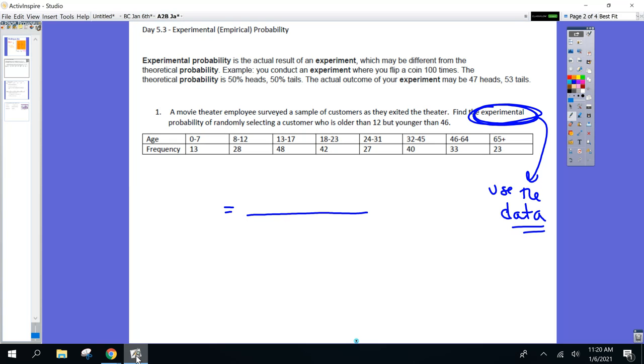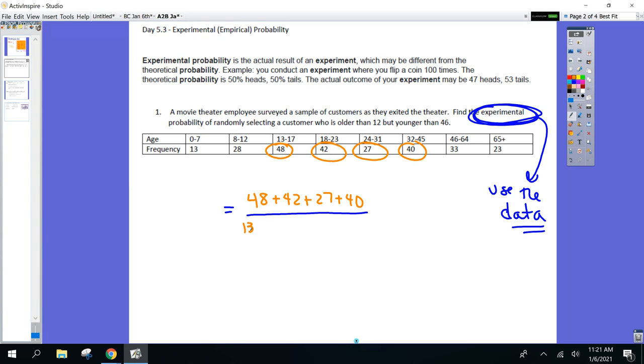Caroline, what numbers should I be adding up according to this chart that are older than 12 but younger than 46? 48. Yep. 42. Yep. 27 and 40. There you go. So the top of my probability fraction is going to be 48 plus 42 plus 27 plus 40. Good. Caroline, what should be my bottom? How am I going to figure out what number goes on the bottom? You have to add all of them up. Great job.